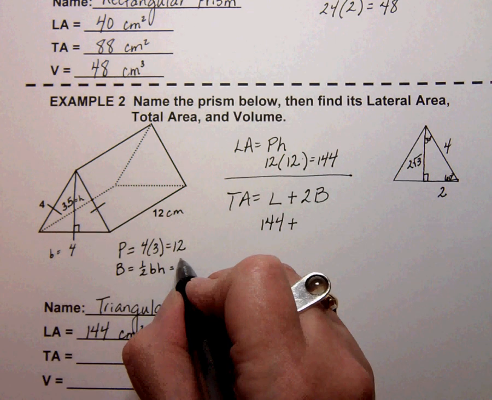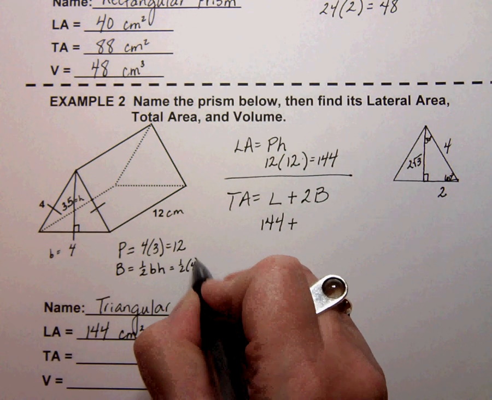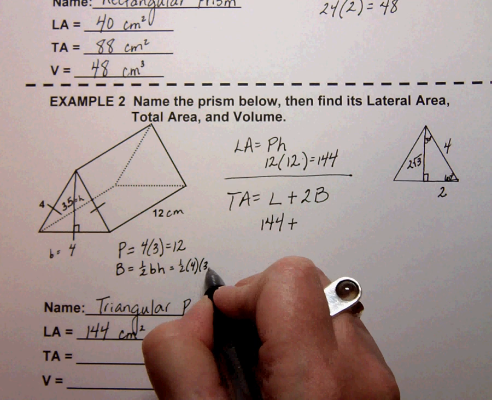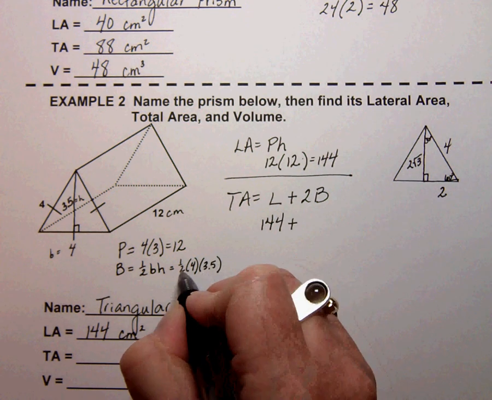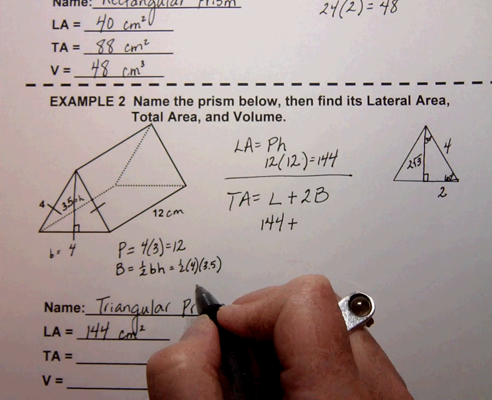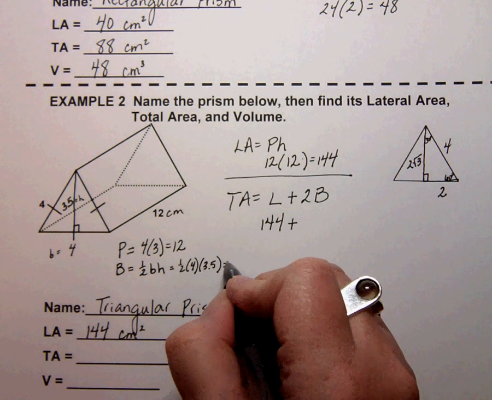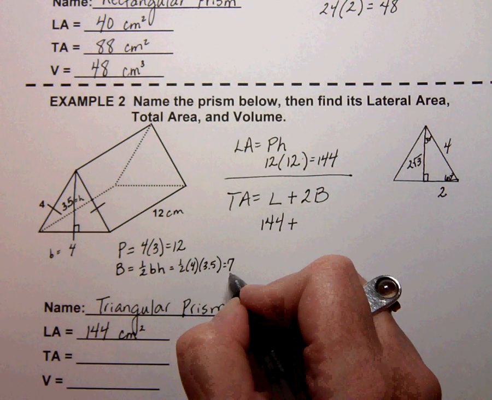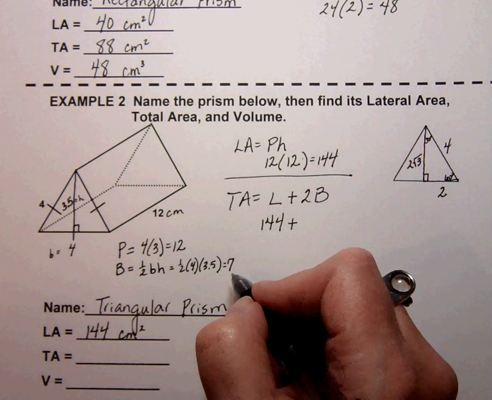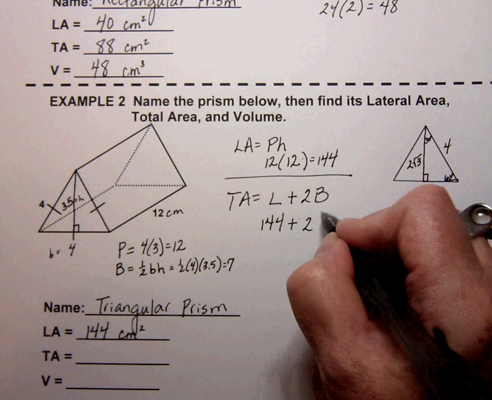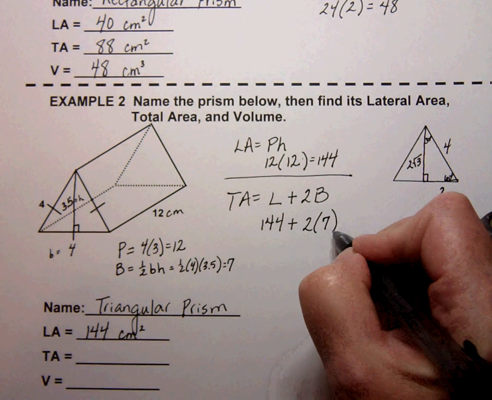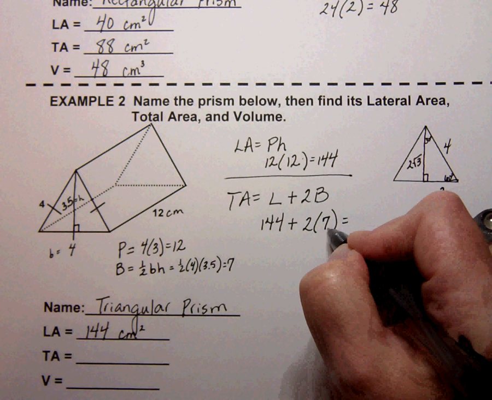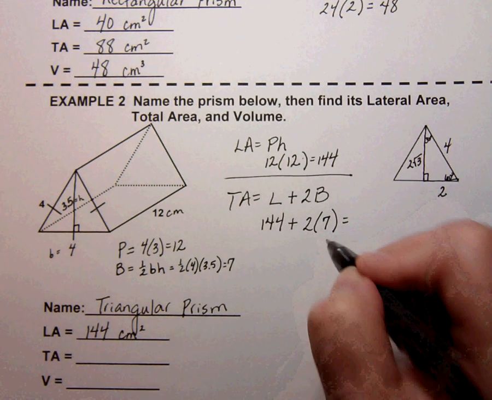So let's do that. 1/2 times 4 times 3.5. Half of 4 is 2. 2 times 3.5 is 7. So that's going to be the area of your base. And there's 2 of those. So 2 times 7, that's why I put a 7 there.